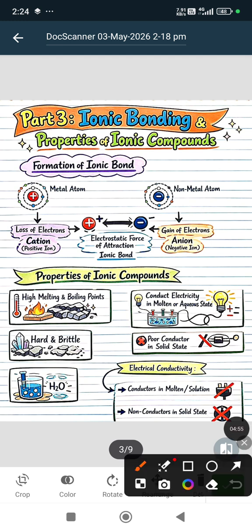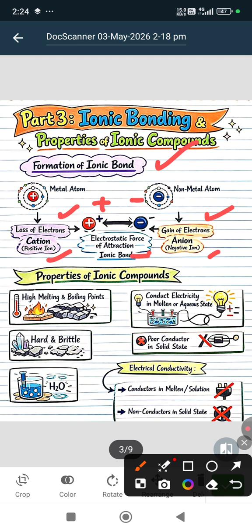Ionic bonds. Formation of ionic bonds. In a metal atom, when there is loss of electrons, a positive ion is formed. They are known as cations. And when a non-metal atom gains electrons, it forms anions or negative ions. There is an electrostatic force of attraction between positive and negative charges, so they form ionic bonds.